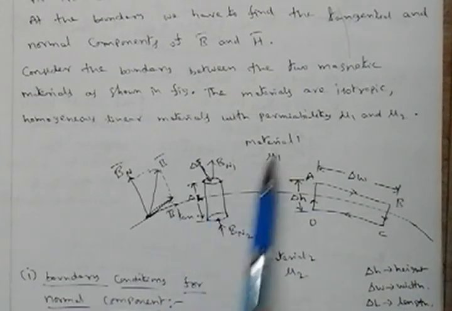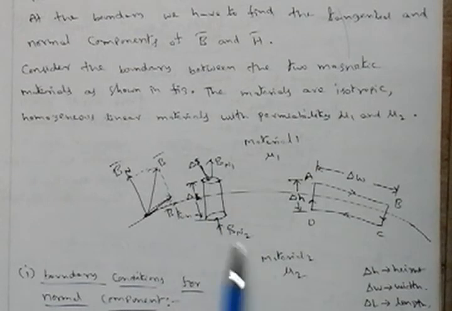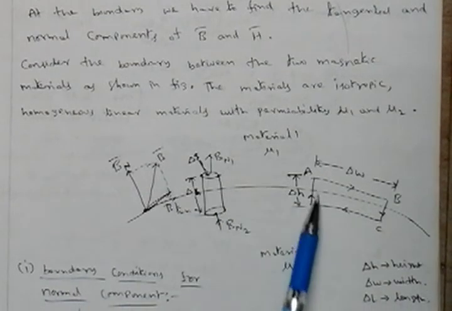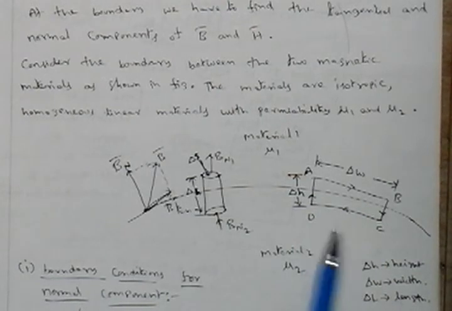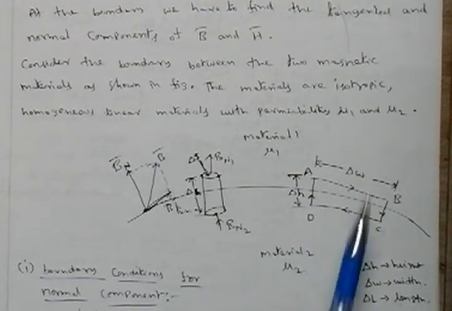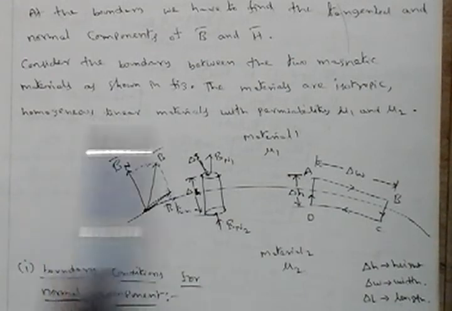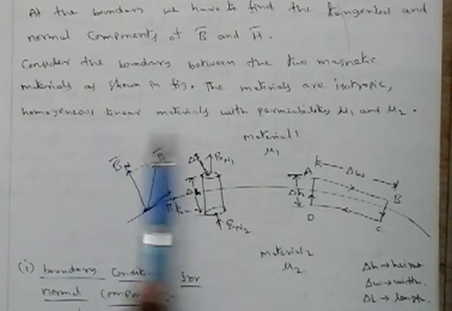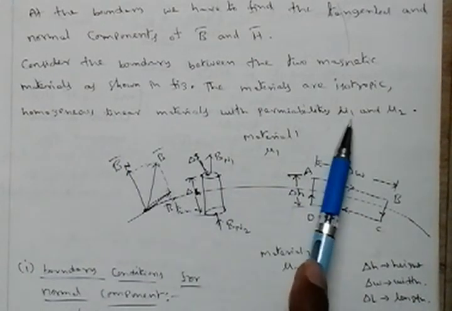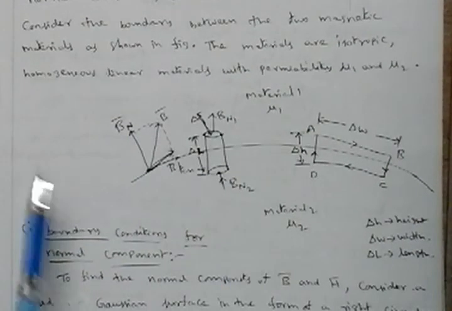So for the normal component we have Bn1. Why Bn1? Because it is in medium 1. Why Bn2? Because it is in medium 2. N stands for normal: medium 1, n1; medium 2, n2. Similarly, the tangential components are B tan 1 and B tan 2. Here the materials are isotropic, homogeneous, linear materials with permeabilities mu1 and mu2 above and below the boundary. The properties are mentioned.